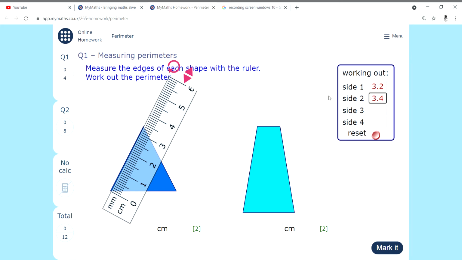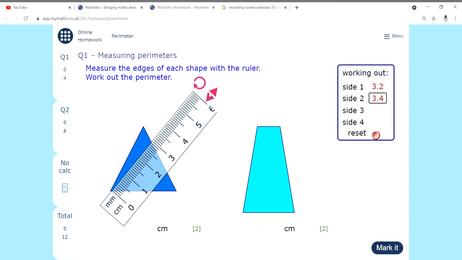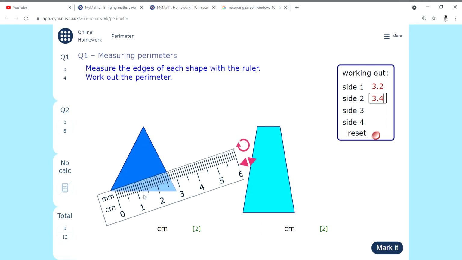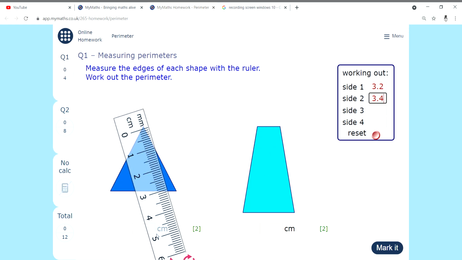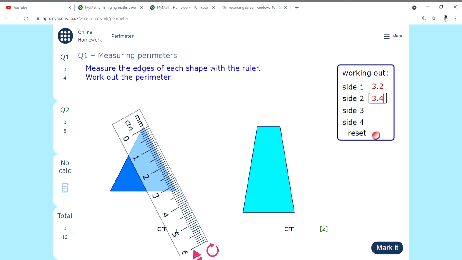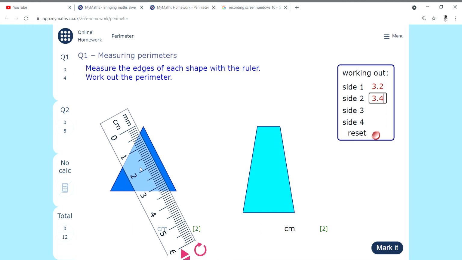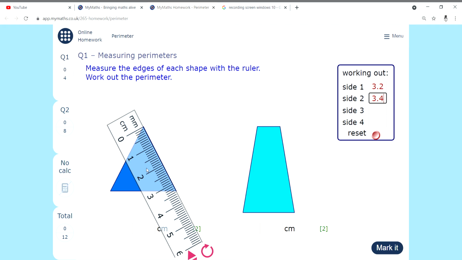Then I rotate it around again. I can pick the ruler up, put it up here somewhere, and spin it around so it's parallel. Now it's parallel, I can pick it up and put it in place, and that looks to me to be about 3.4 again. So 3.4 looks about right, and I'm going to put 3.4 in there.